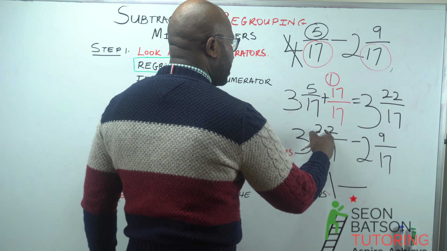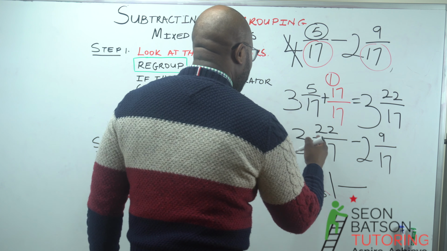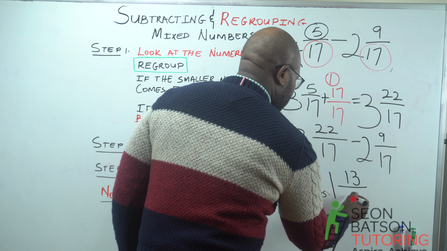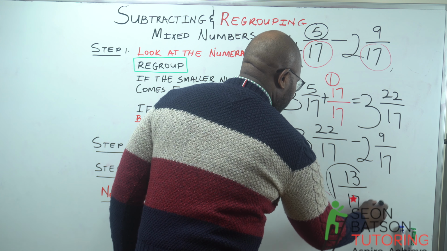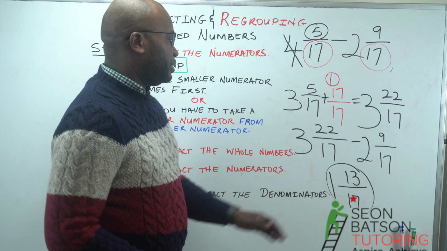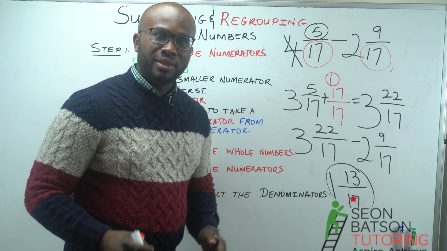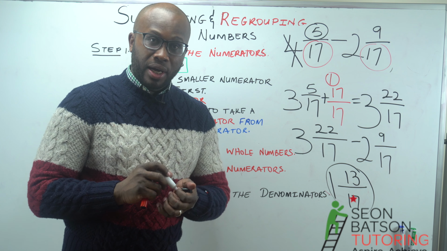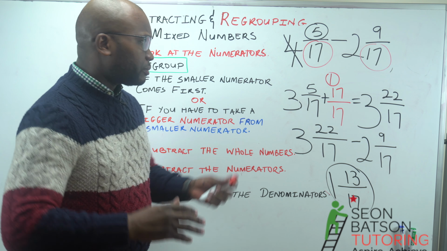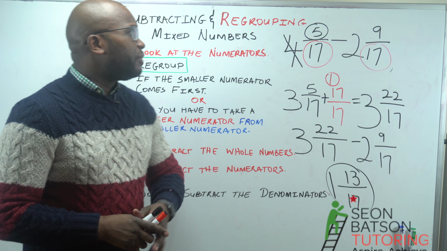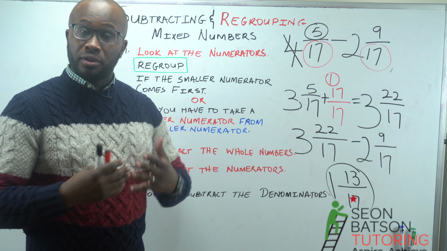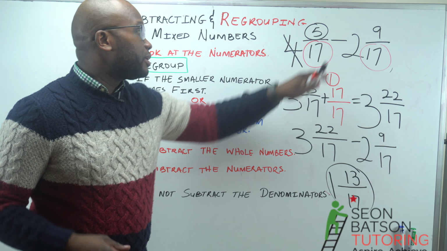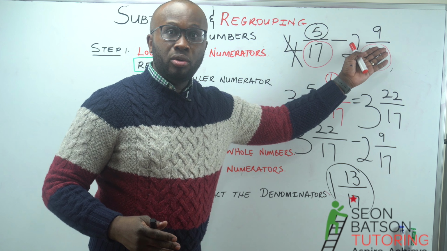What is 22 minus 9? Well, 22 minus 9 is 13. Yes? And of course, the denominator stays the same. You don't ever touch the denominator. So the answer is 1 and 13 over 17. Get the idea? Very simple, right? Very simple, very fun. Again, you regroup whenever the smaller numerator comes first. Yes? We regroup because we want to make this numerator that comes first bigger than the other numerator.